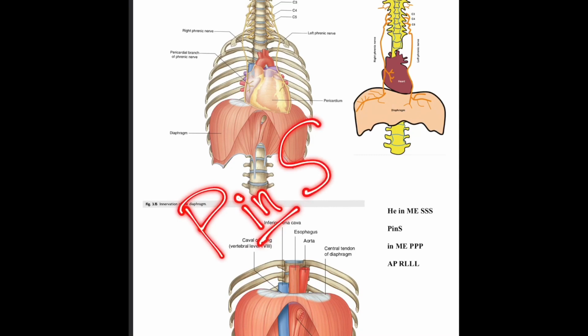Again I repeat, P stands for phrenic nerves, right and left phrenic nerve, IN stands for intercostal nerves, lower 5 intercostal nerves, and the S stands for subcostal nerves.